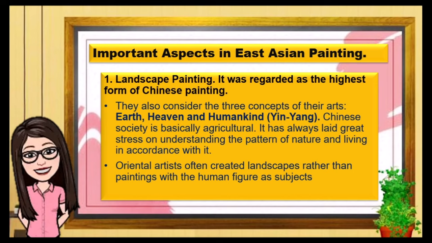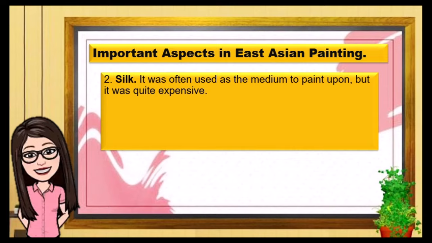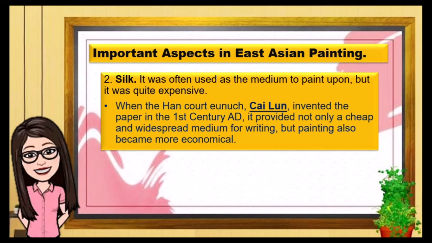Yin-yang image. Number 2. Silk. It was often used as the medium to paint on, but it was quite expensive. When the Han court eunuch Cai Lun invented paper in the 1st century AD, it provided not only a cheap and widespread medium for writing, but painting also became more economical.